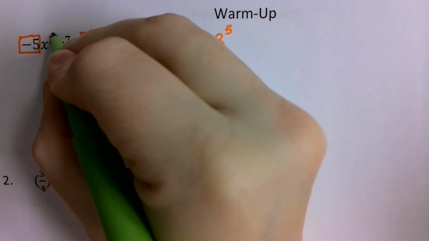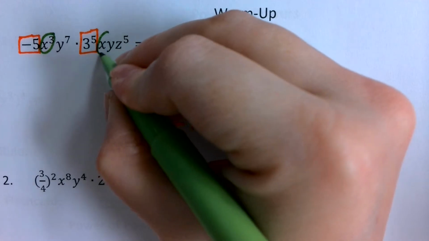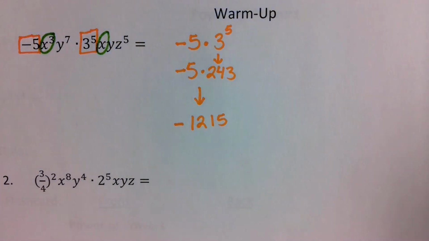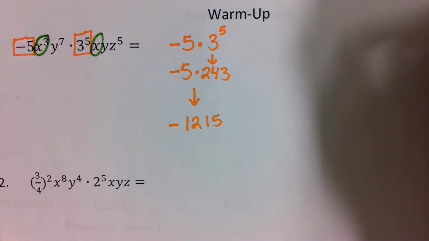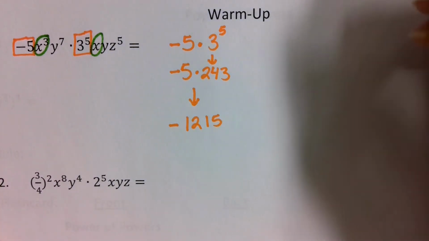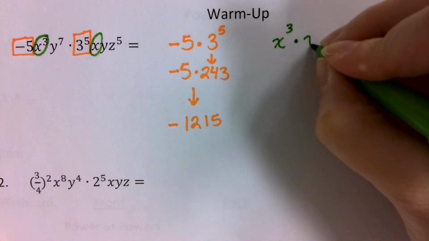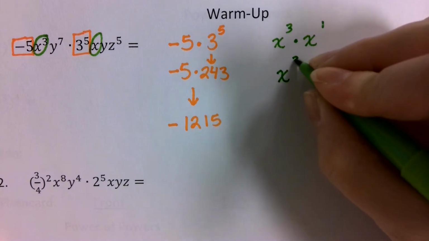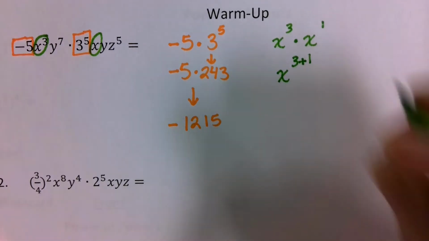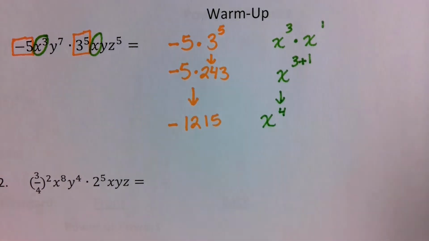Then we can start working on the variable components. So we have x to the 3rd power multiplied by x, which doesn't have a power written, and what exists if the power is not written there? What is it then? A 1, right? So we've got x to the 3rd times x to the 1st, and what we're really just doing is taking those exponents and adding them together, so that comes out to x to the 4th power.